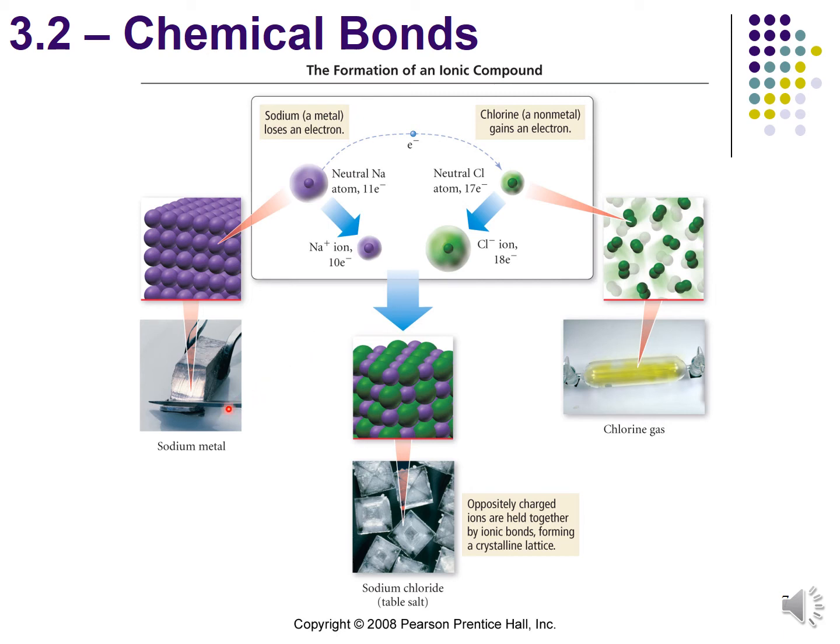Individually, sodium is a metal, it's shiny, it's explosive, you can cut it with a butter knife, it's very soft. Chlorine is a yellow poisonous gas that's really stinky. But when we put them together, we make table salt. So again, they've lost their individual properties and they've created something new.